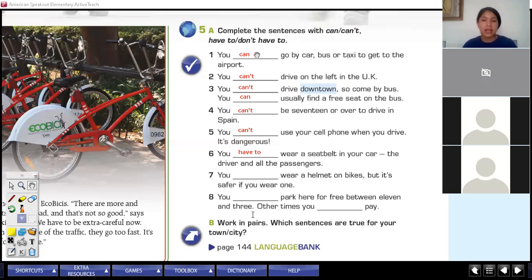Number seven, you wear a helmet on bikes, but it's safer if you wear one. But is my key word. But it's safer if you wear one. You don't have to. You don't have to, very good.